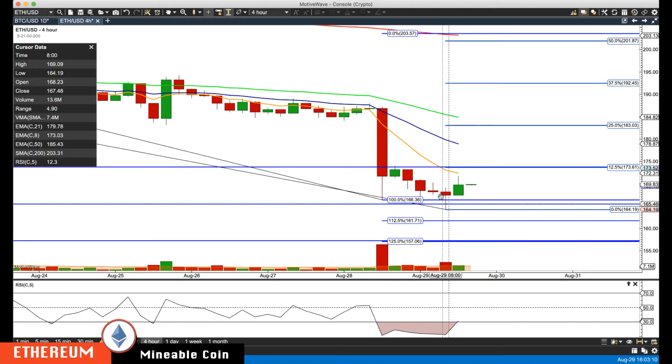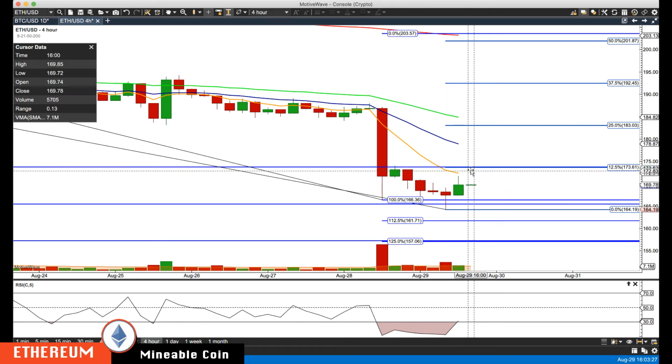Switching over to Ethereum, we did get a divergence here, this 4-hour chart. So we have lower low in price action, slightly higher low in the RSI. I think it was 10.9 to this one was 12.3. So you have higher low right there. And key resistance now coming in about 173.60.